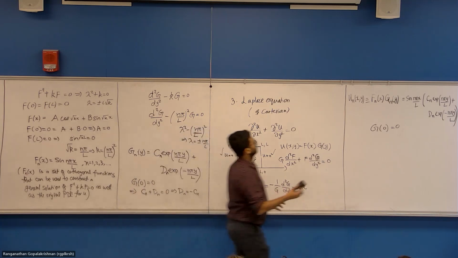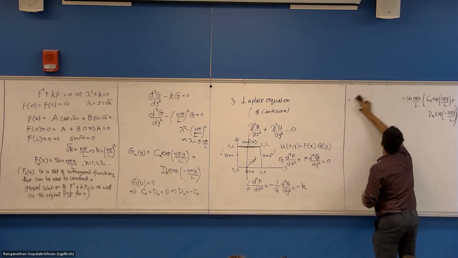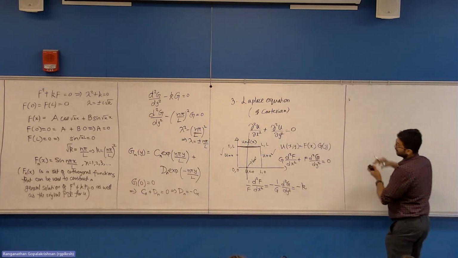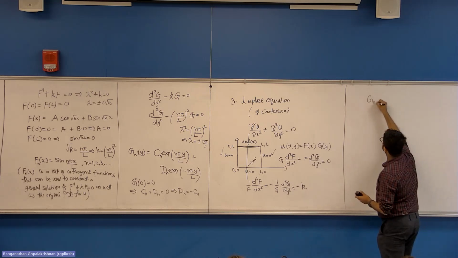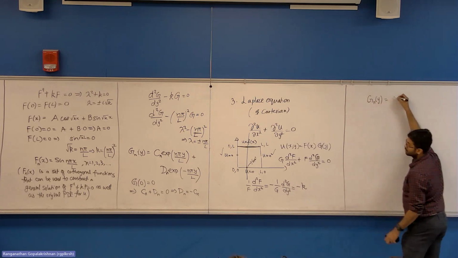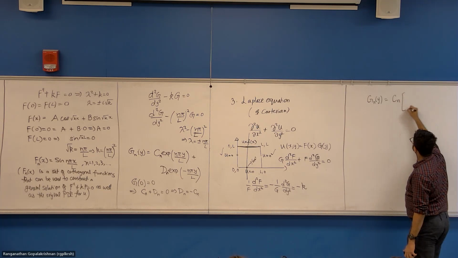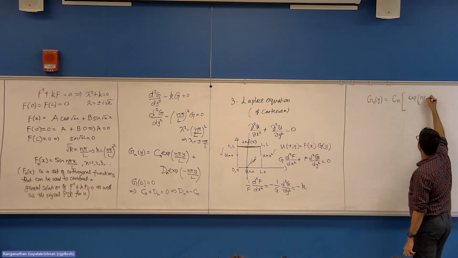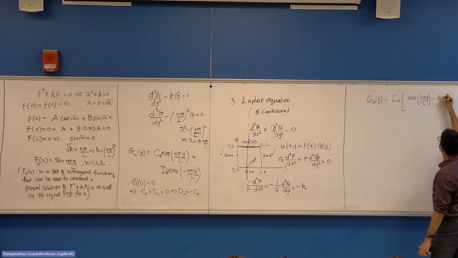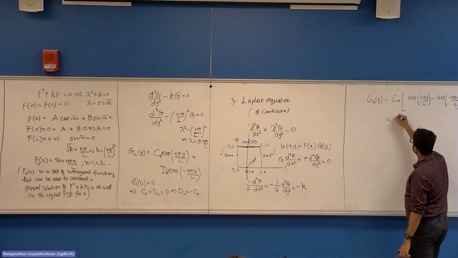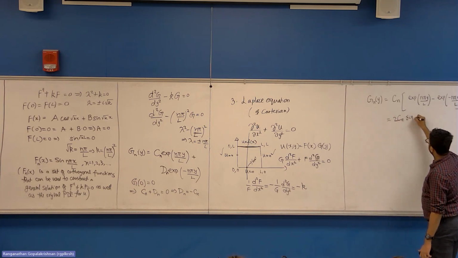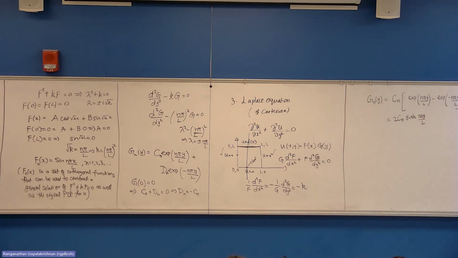So, like he said, we can write Gn of y is Cn times exponent of n pi y over L minus exponent of minus n pi y over L, which would be 2Cn times hyperbolic sine of n pi y over L, or you could just leave it like this. It doesn't matter. Either way is okay.